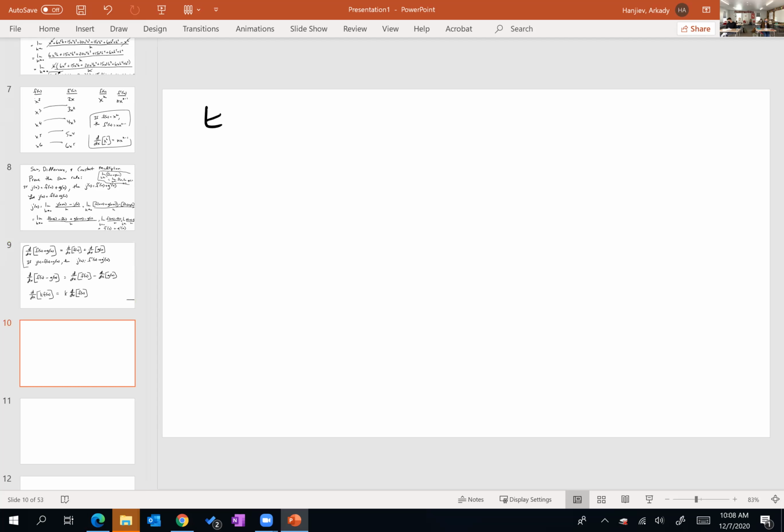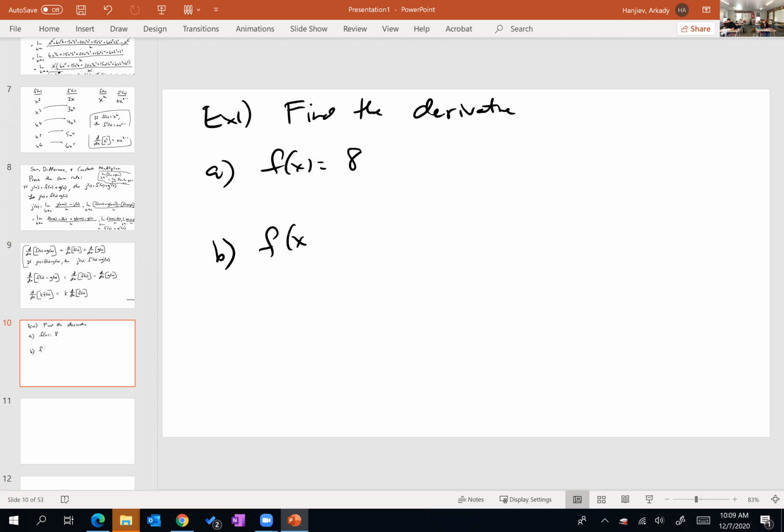So exercise 1, finally we get to exercise 1. Find the derivative. x to the 2. It would not be good to do it the long way, but it's fine now. If you want to, you can go the long way if you like, but I suggest you guys do it the easy way.